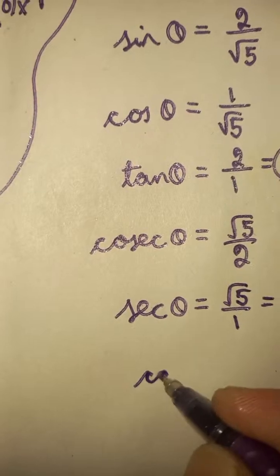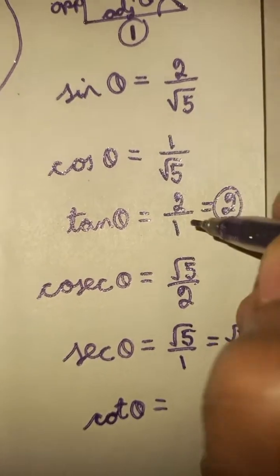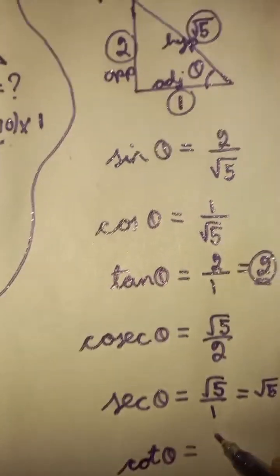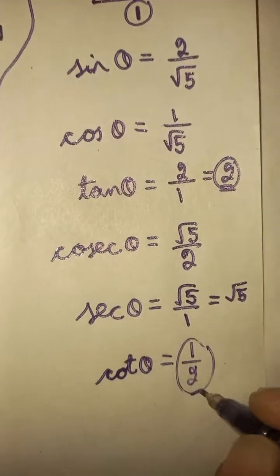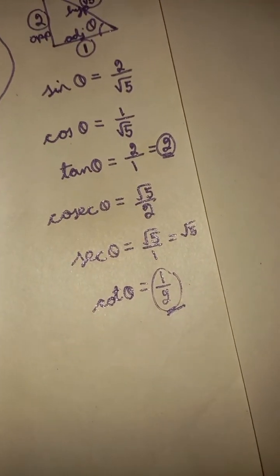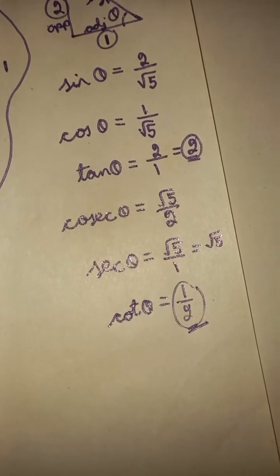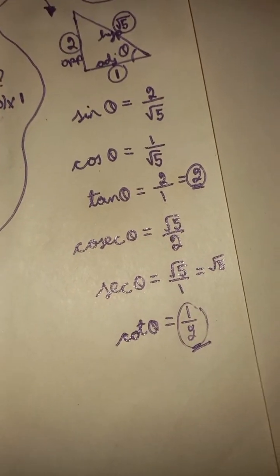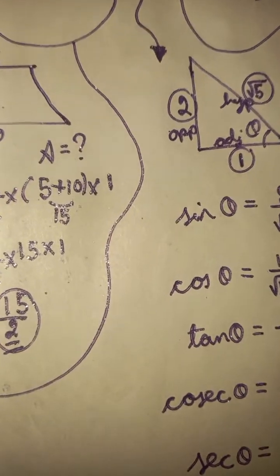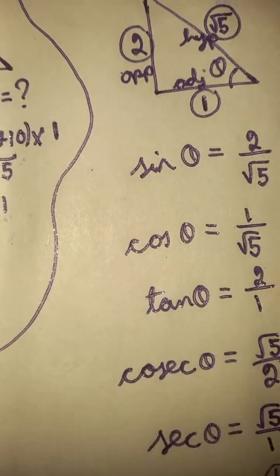Now cot theta means the reciprocal of this one, that is adjacent by opposite, means 1 by 2, half. Now you can start by doing more problems in it. Let's start by doing more problems.